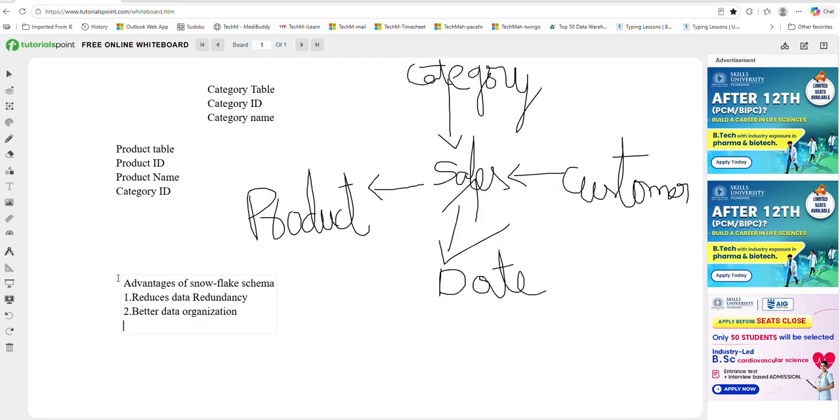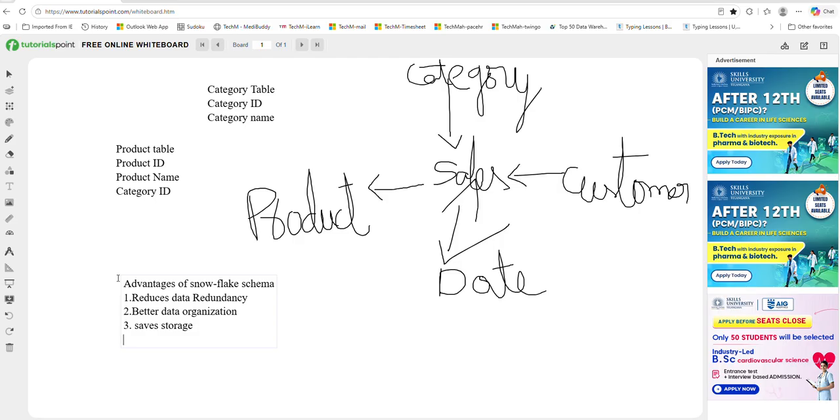Next advantage is, what is the next advantage of snowflake schema, guys? It saves storage, because repeated values are stored properly.